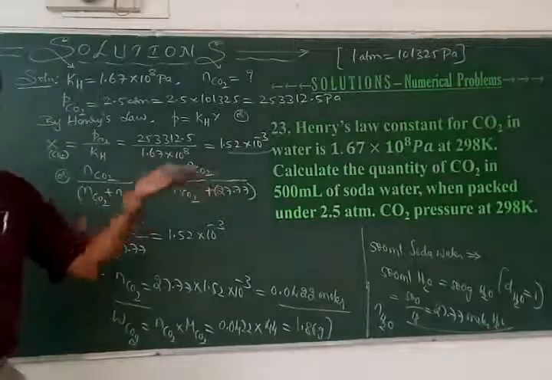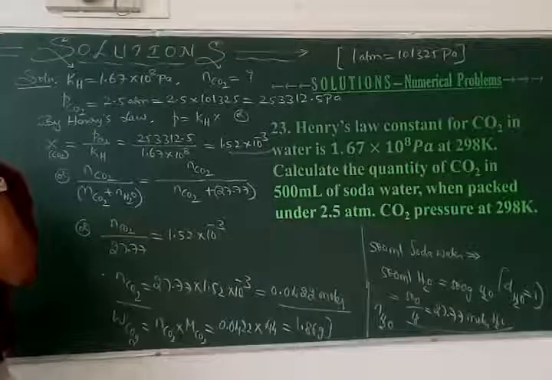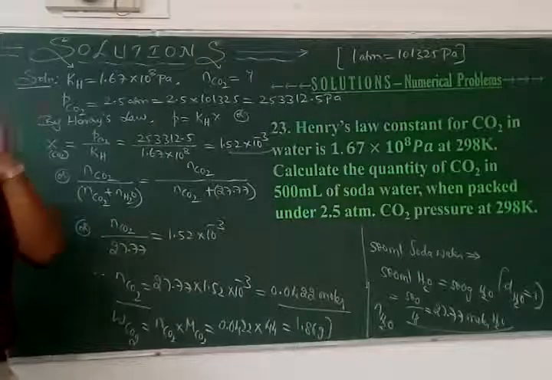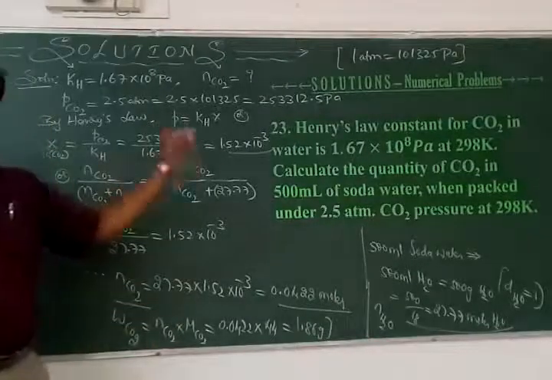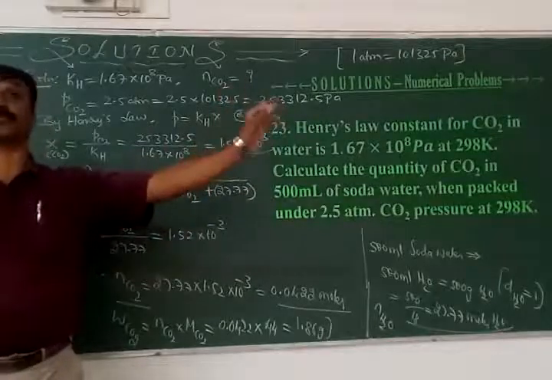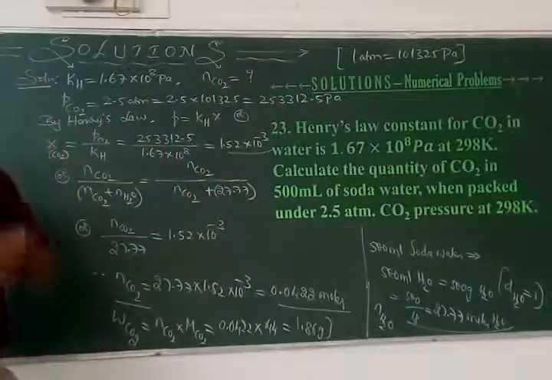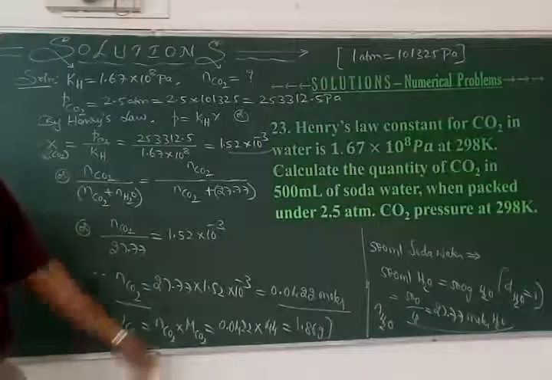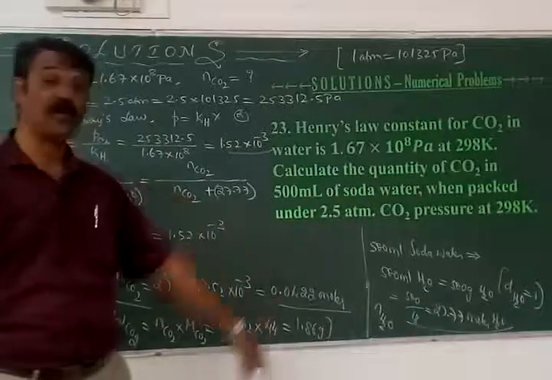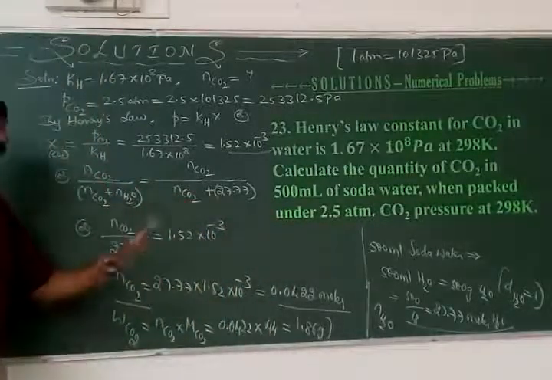It is also called 500 grams, because the density of water is nearly 1. If density is 1, mass is always equal to its volume, so 500 ml means 500 grams. If it is 500 grams, divided by 18 gives the number of moles, and the number of moles of water is equal to 27.77 or 78 in terms of moles.